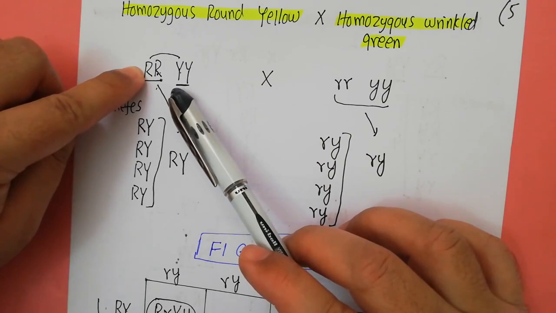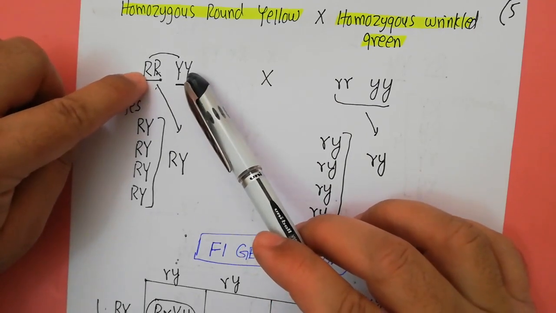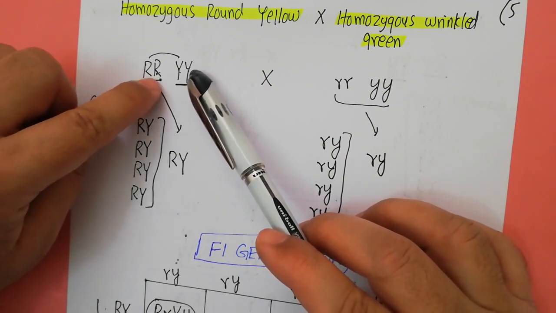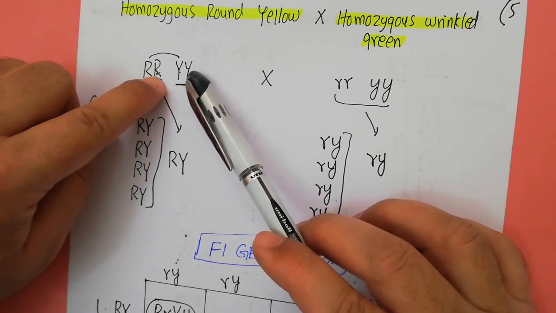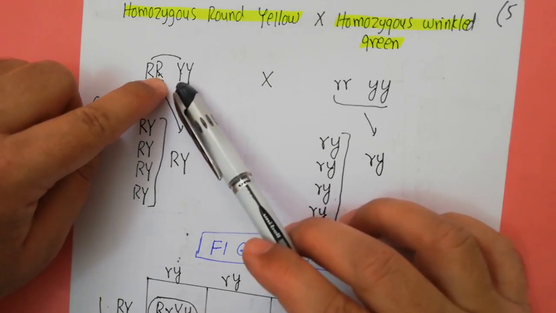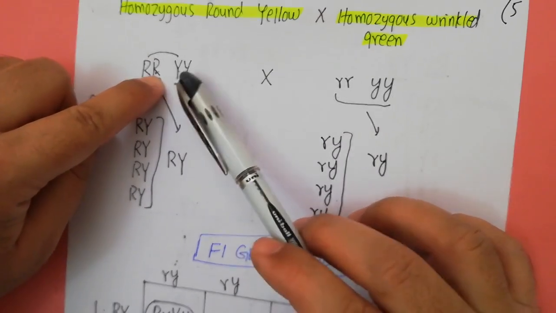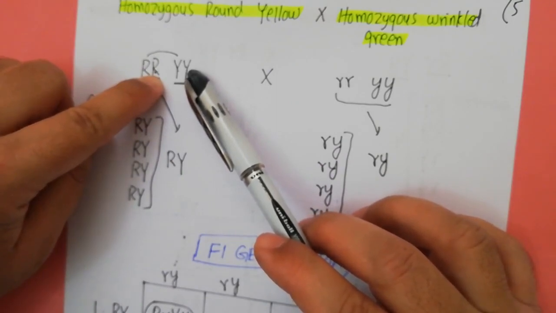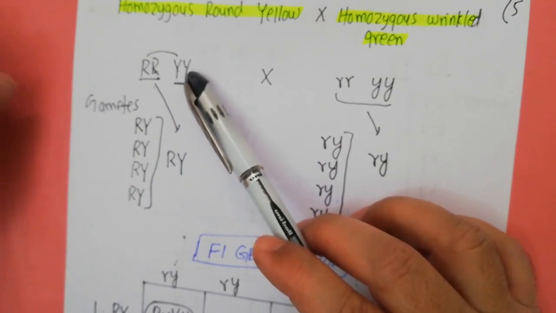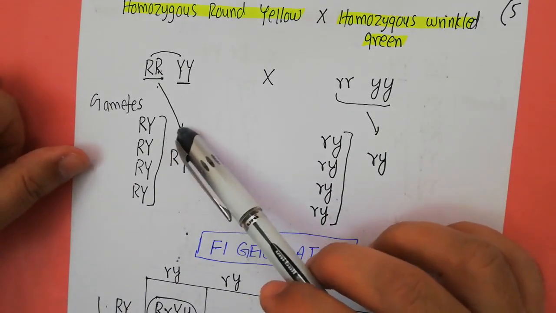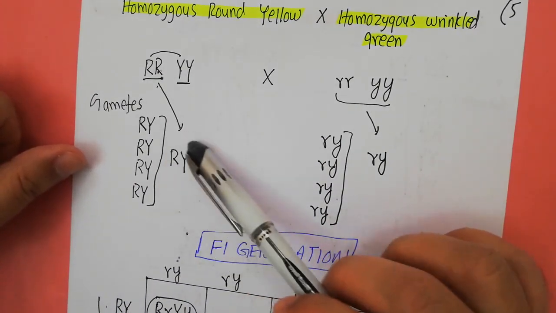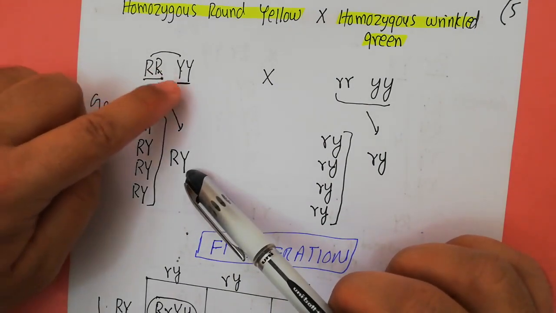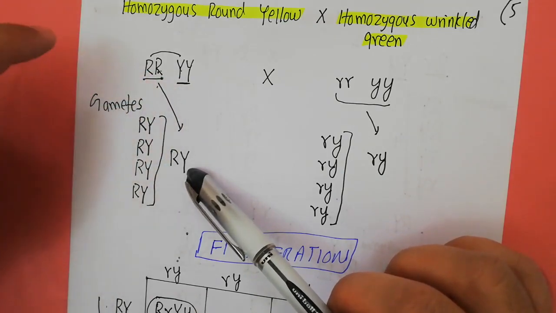Similarly, as the probability is equal, this capital R can also combine with the second capital Y of this pair. The second R of this pair can actually combine with the first member of this pair, but it can also combine with the second member of this pair. So what you can expect from the first parent is that you are only getting a single kind of gamete, which will be the capital R and the capital Y, because both of the traits are in their homozygous form.